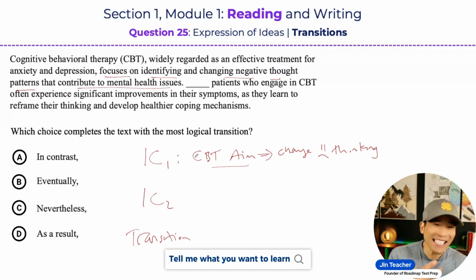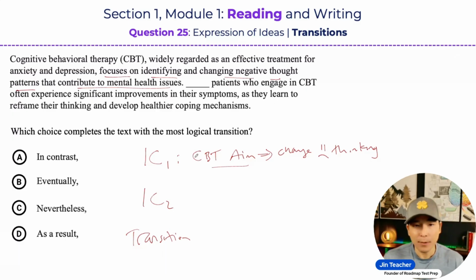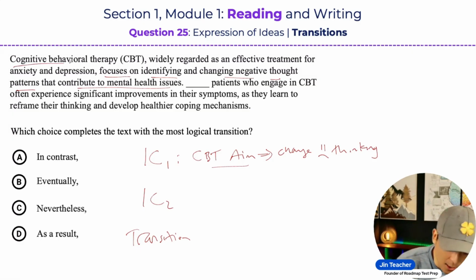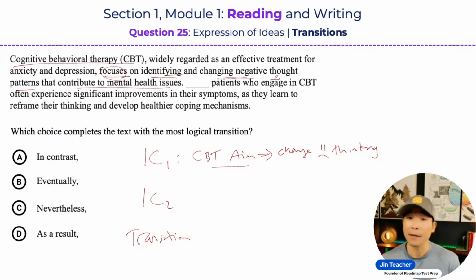First, start with the independent clause. Make it as simple for yourself as possible. You have to know what an independent clause is and how to identify it, which I consider to be the single most important thing for you to do to be successful on this test. The independent clause here is: cognitive behavioral therapy focuses on identifying and changing negative thought patterns that contribute to mental health issues. That's where your main idea of a sentence lies, in your independent clause. And usually if you just understand that, that's enough.